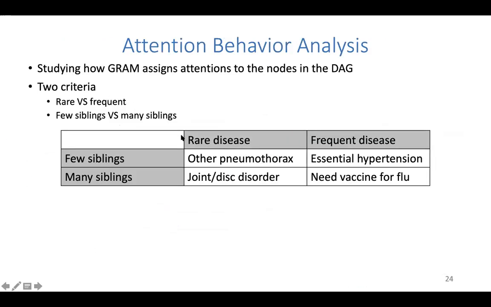So there are two criteria. We're going to analyze the attention behaviors for 4 diseases, and I'm choosing these 4 diseases based on 2 criteria. First, whether the disease is rare or frequent.